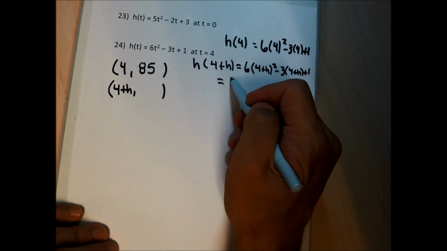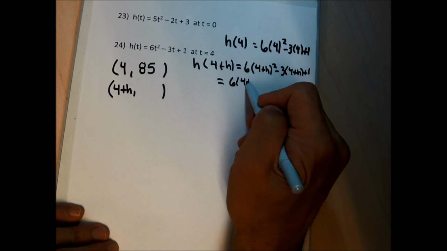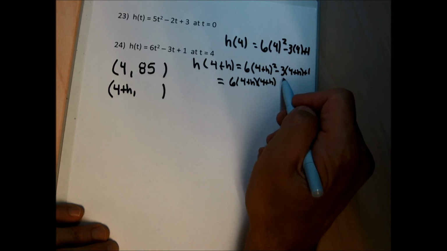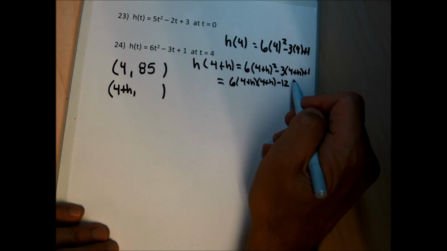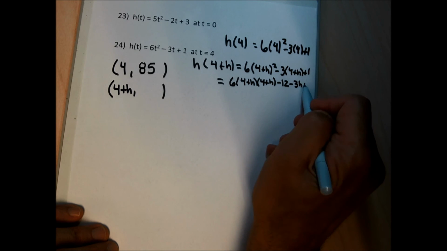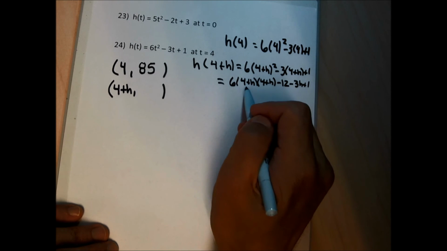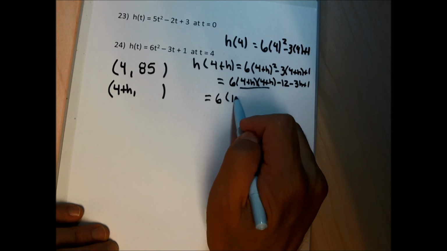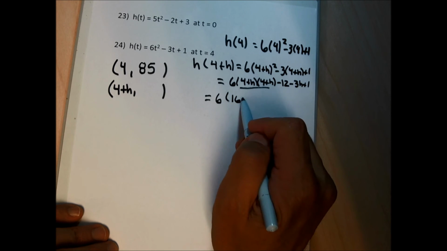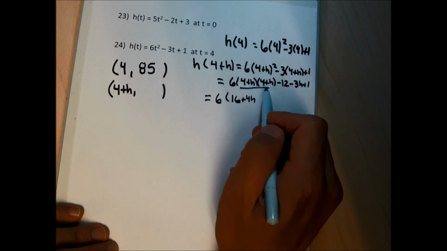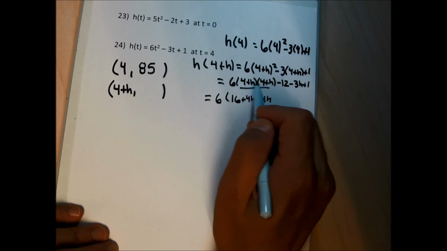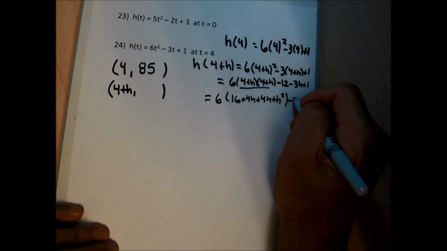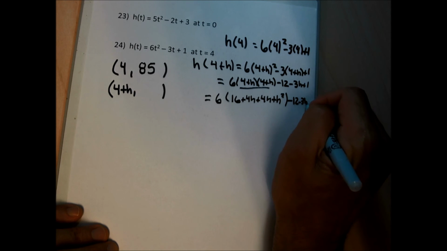That's going to be 6 times 4 plus h times 4 plus h. And then for this one, I'm going to go minus 3 times 4 is minus 12. Minus 3 times h is minus 3h, plus 1. I'm going to multiply these out before I multiply in the 6. So I'm going to do firsts. 4 times 4 is 16. Outers, 4 times h is 4h. Inners, h times 4 is 4h. Last, h times h is h squared. And then minus 12 minus 3h plus 1.